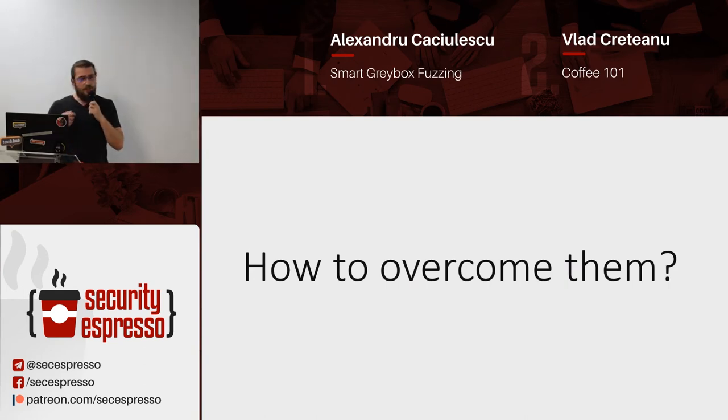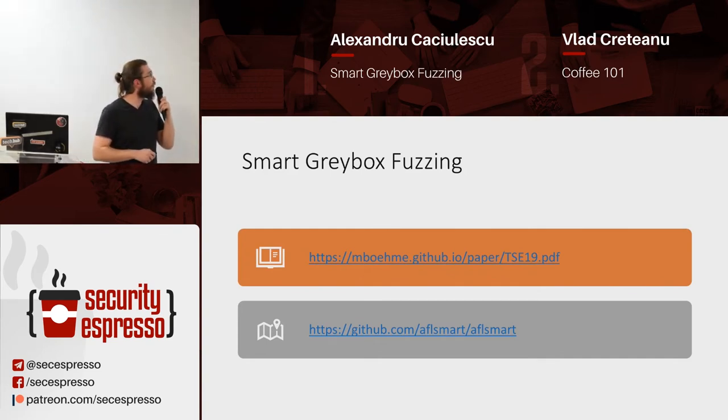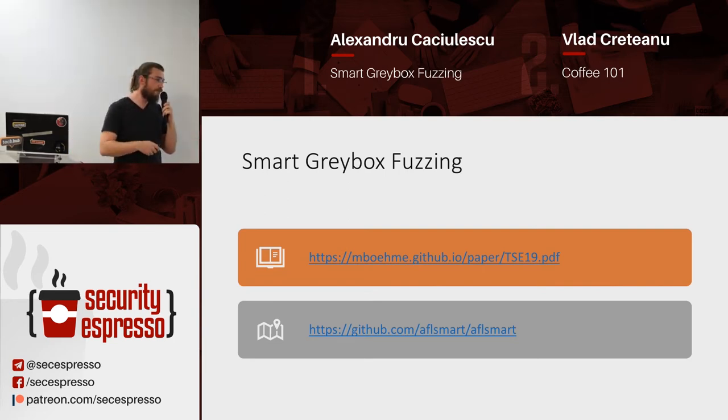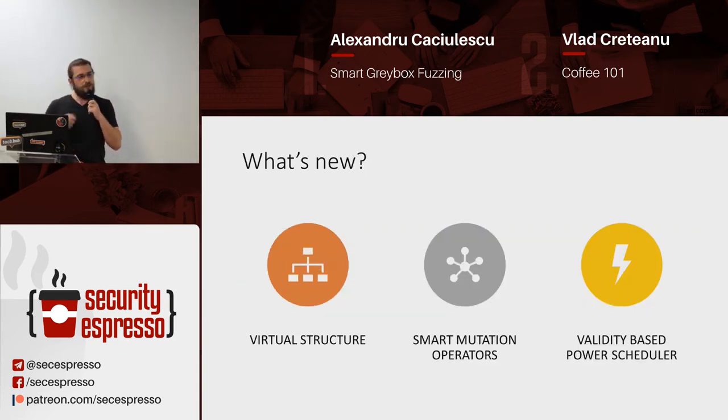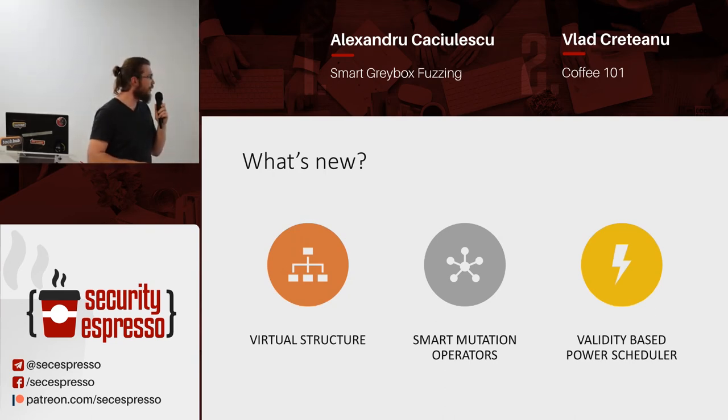Now, how do we overcome these limitations? Me and a few colleagues worked on a paper called Smart Greybox Fuzzing. The paper can be found here in its entirety, and we also have an open source, fully implemented version called AFL Smart, which I encourage you to try. So, what's new, and how do we overcome this limitation of structure awareness? We introduced three new things. The first thing is called virtual structure, then smart mutation operators, and a validity-based power scheduler. And now let's talk a bit about each of them.